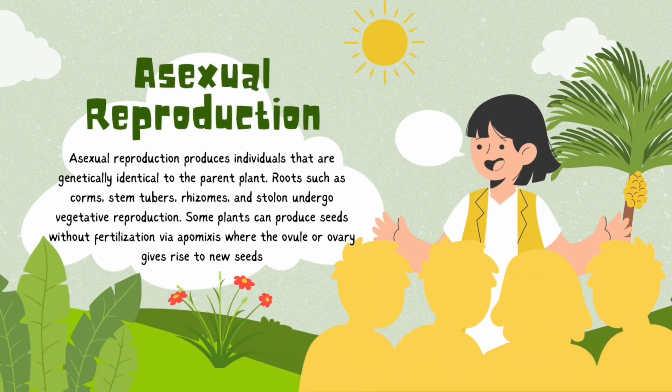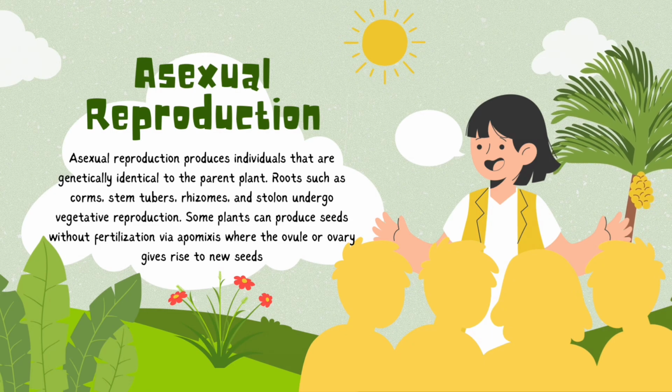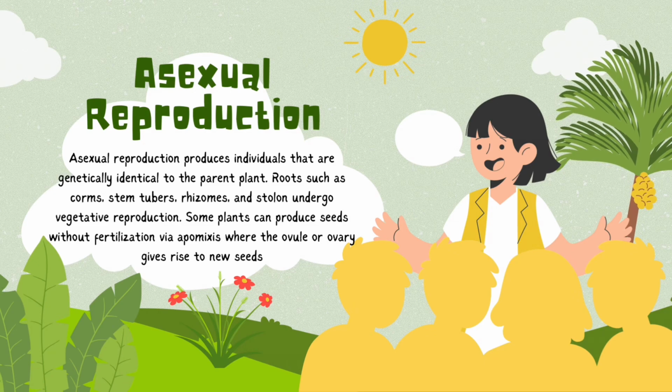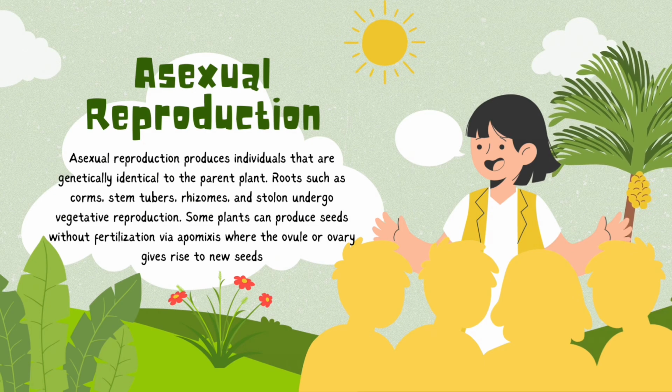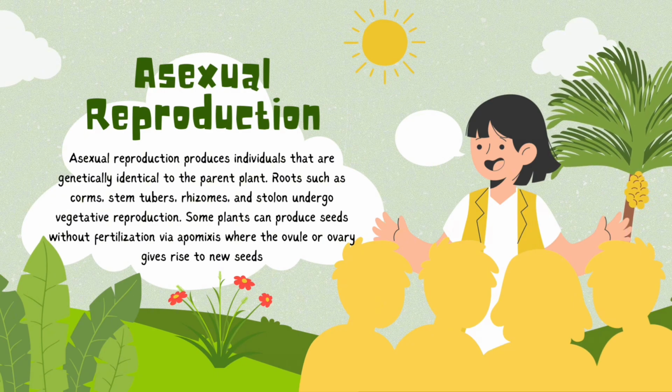Asexual reproduction produces individuals that are genetically identical to the parent plant. Roots such as corms, stem tubers, rhizomes, and stolon undergo vegetative reproduction. Some plants can produce seeds without fertilization via apomixis, where the ovule or ovary gives rise to new seeds.